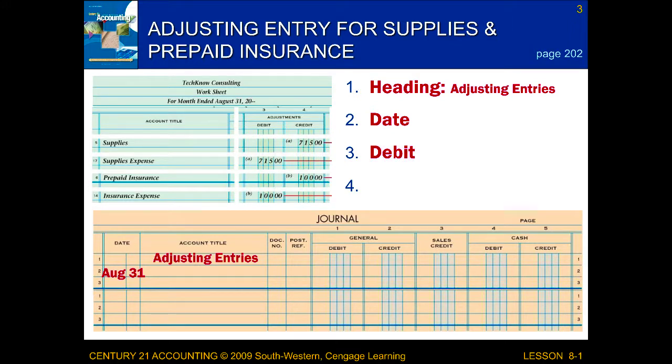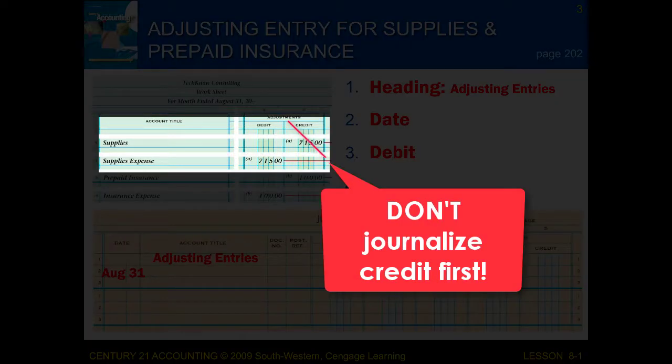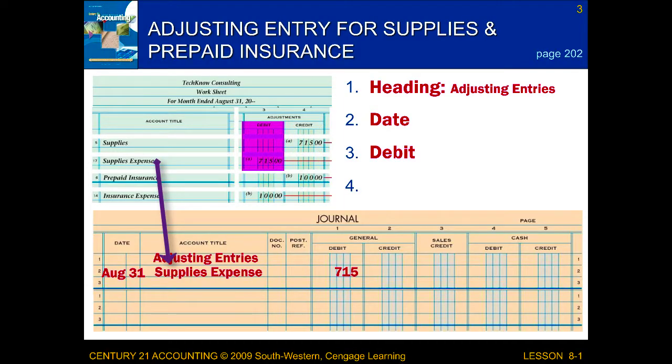And we always do our debit first in the journal. So if I'm looking at this, my first account title is supplies, but that's a credit. So I'm going to skip it and I'm going to find the first debit. So supplies expense is a debit. So I'm going to start with my supplies expense. I'm going to write supplies expense. And in the general column, I'm going to write the amount supplies was. So I'm going to put debit of $715.